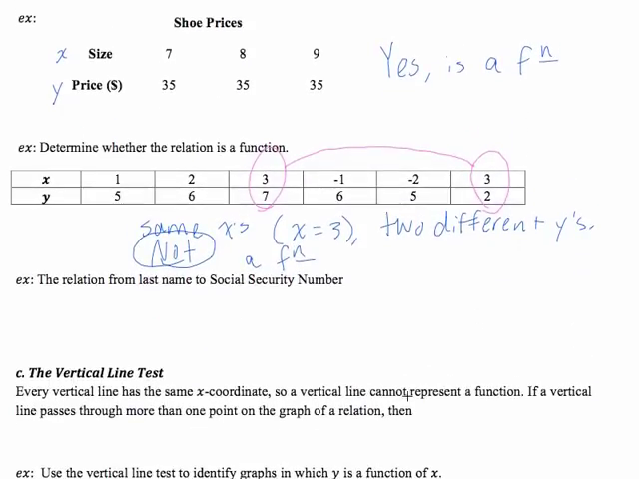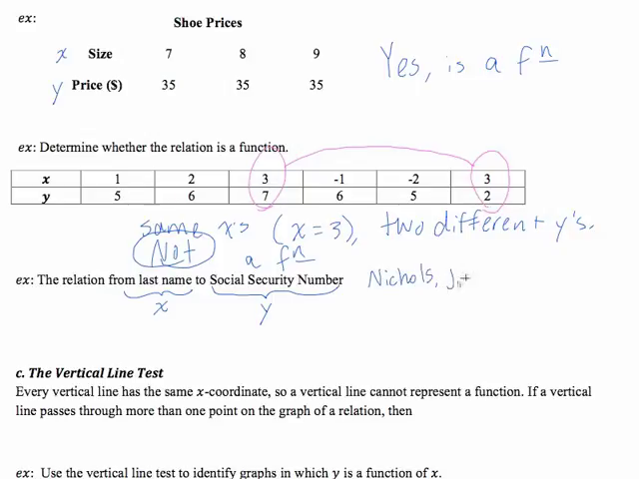And next, the relation from last name to social security number. This implies that last name is the independent variable and social security number is the dependent variable. So for each and every last name, is there a different social security number? Now, what is true is that no one has the same social security number, at least theoretically, right? We're not counting theft here and all that. So theoretically, each individual person has a different social security number. But there are many people with the same last name. For example, my last name is pretty common, Nichols.